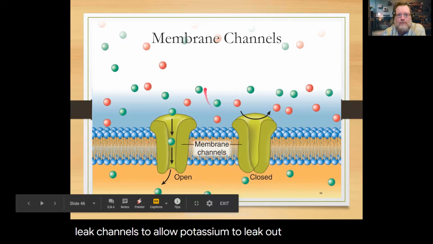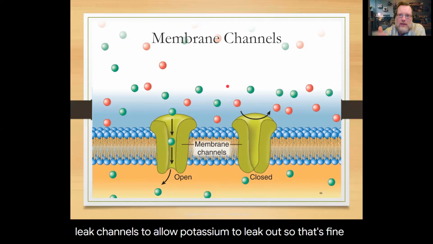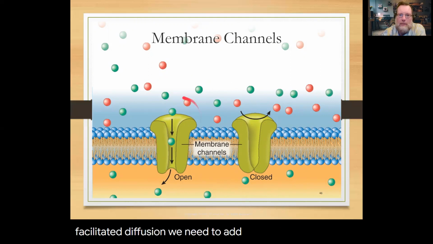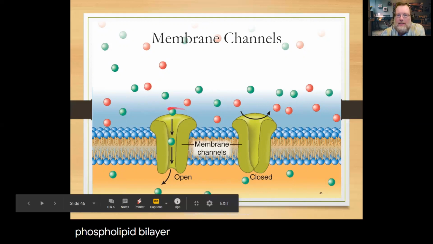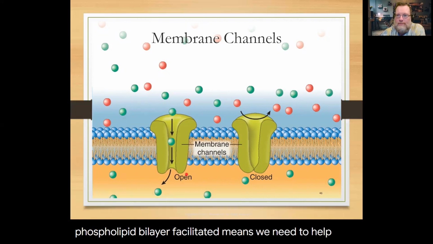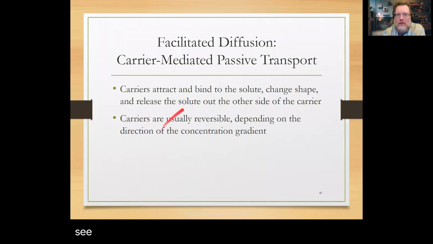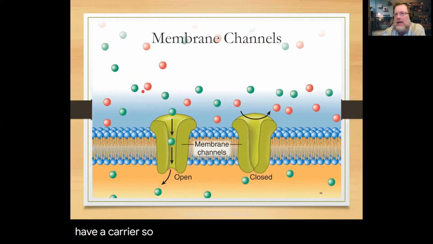Okay. So that's facilitated diffusion. We need to add something. We need an integral membrane protein. Whereas in simple diffusion, certain gases can just pass right through that phospholipid bilayer. Facilitated means we need a helper. Okay, we see what's called carrier-mediated transport. So we may have a carrier. So this is channel-mediated.